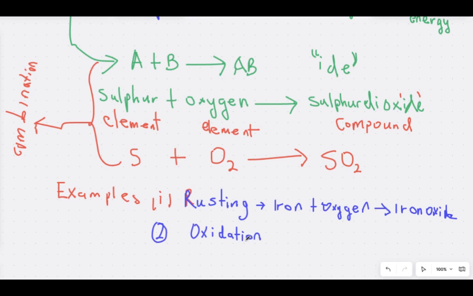Oxidation is when oxygen combines with something. Reduction is when oxygen is removed from a substance or a compound. Oxidation is when you add oxygen to a compound or to an element. So we get that clear. Oxidation processes are examples of combination reaction because we are adding oxygen to an element or a compound.